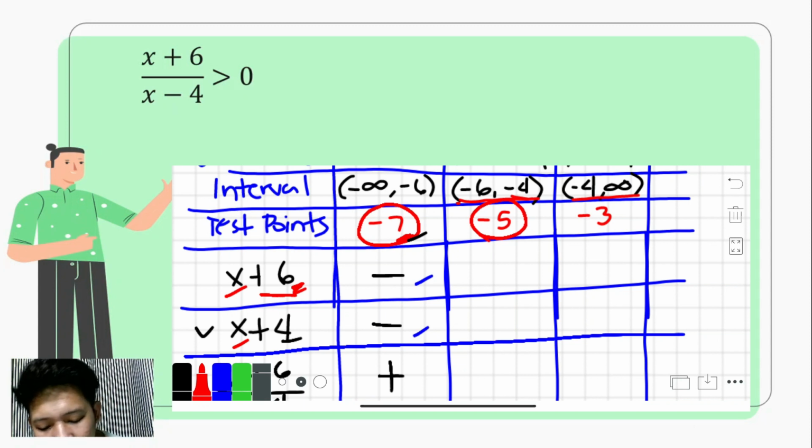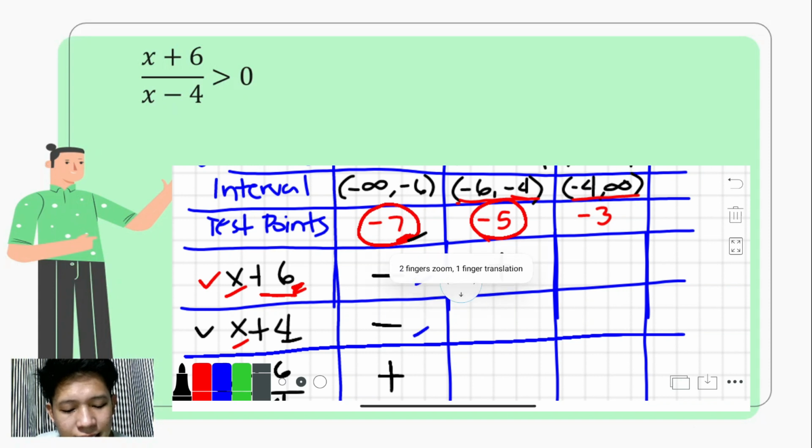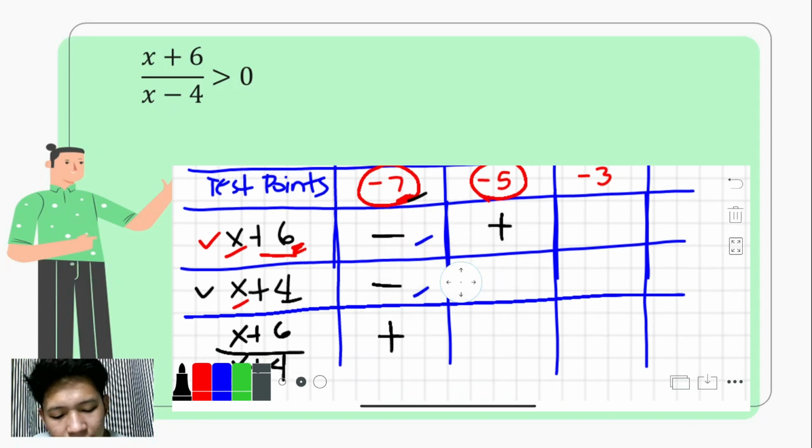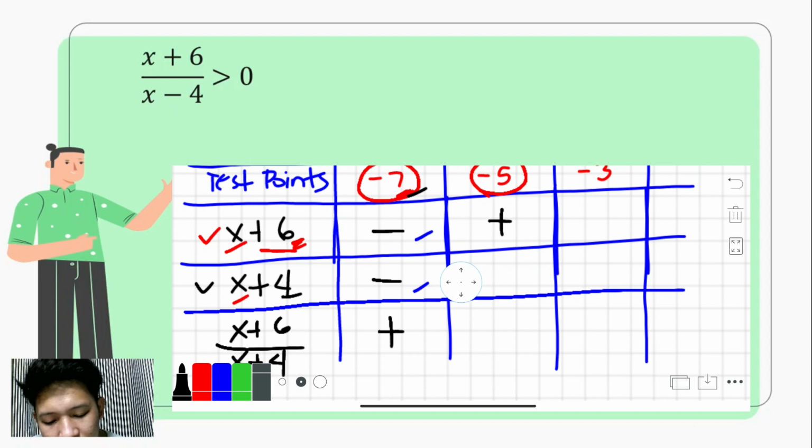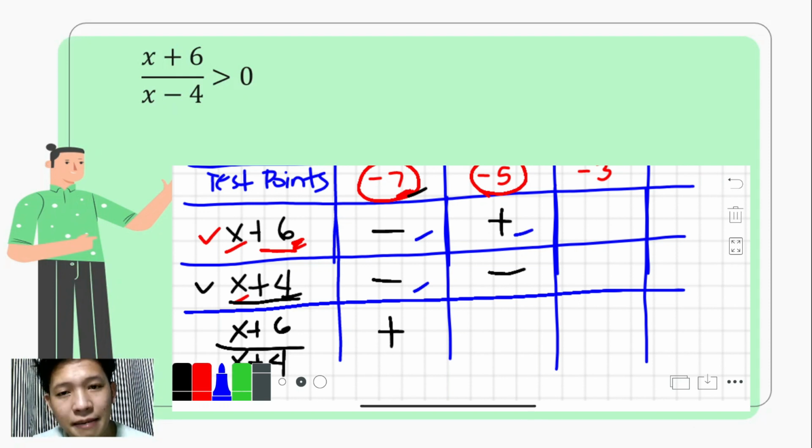We have here negative 5 plus 6, that would be positive 1, and the sign would be positive. Okay po? Next is negative 5. Then, isa-substitute natin dito kay x plus 4. That's negative 5 plus 4. That would be negative 1. So, ang sign ng negative 1 is negative. And then, the last sign would be obtained by multiplying yung mga nasa taas. So, that is positive times negative, that is negative.